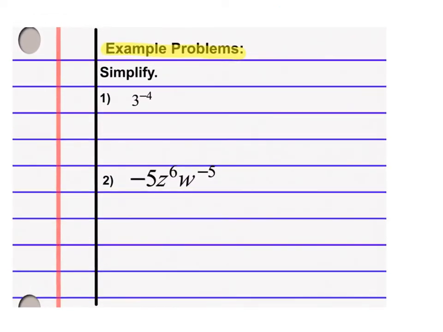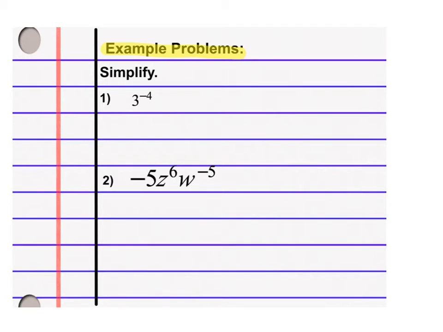All right, example problems. If you want to just put EX, that's fine. Make sure you take a second to copy the problem. Simplify. Number 1, 3 to the negative 4th. Number 2, negative 5 z to the 6th, w to the negative 5.